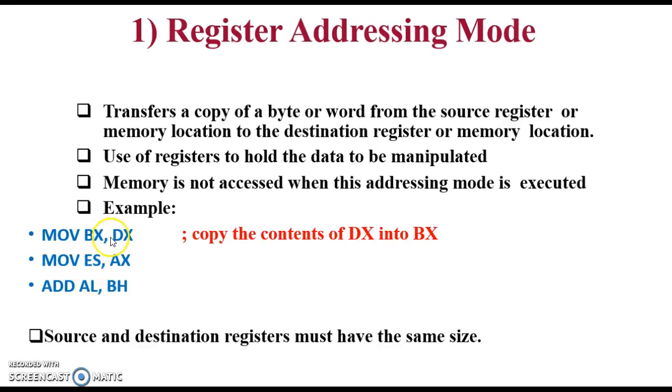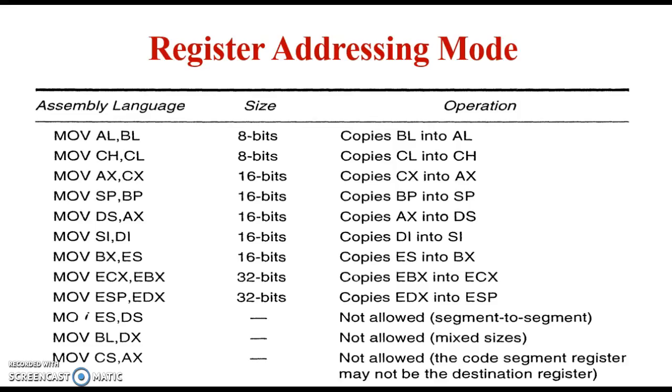So, in all these examples, the name of the register is directly given with the instruction. That's why this type of instruction is called a register addressing mode instruction. And the most important point is the source and destination register must have the same size. These are the examples of register addressing mode.